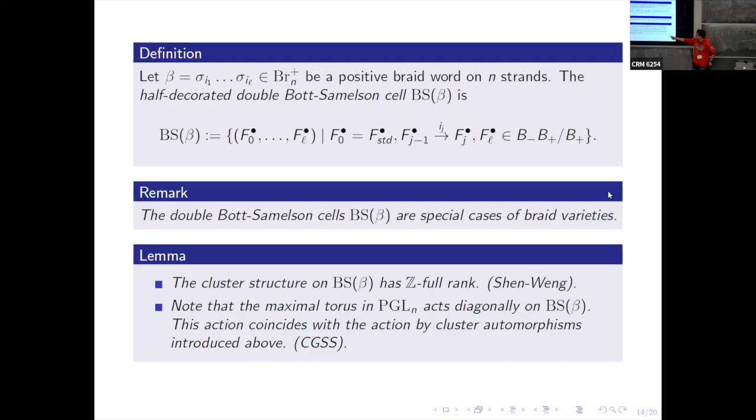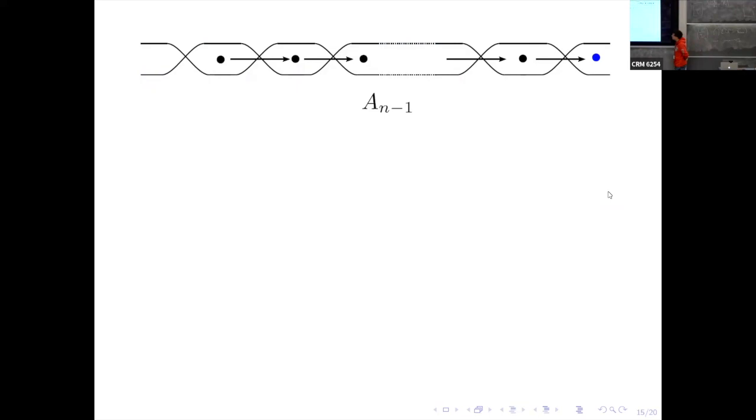And well, I said that I have finite cluster type. And for that, I need to give you which braids give you this finite cluster type. So this is A_{n-1}. There are n crossings. The condition here is that the cluster variables correspond to regions which are bounded on the left, and the frozen variables correspond to regions which are bounded on the left and unbounded on the right. So this was a region.